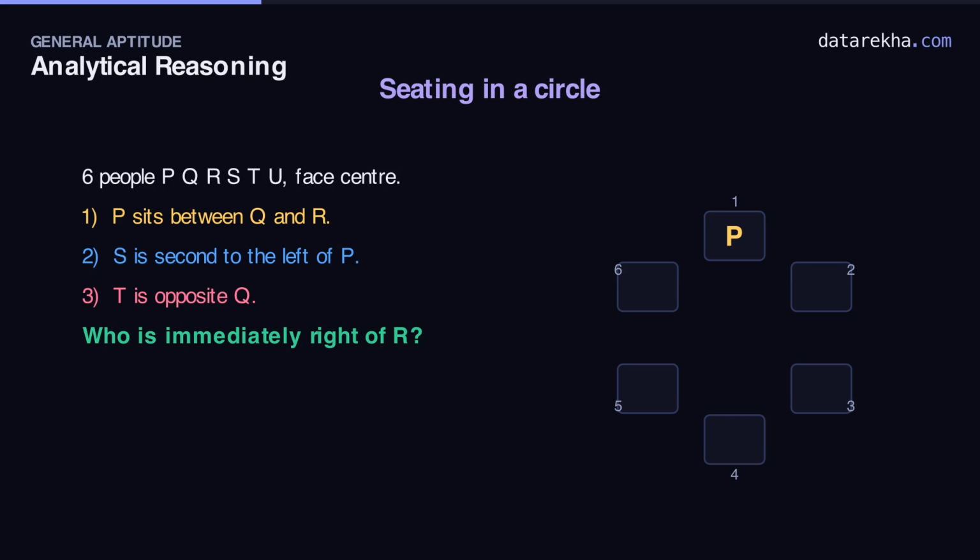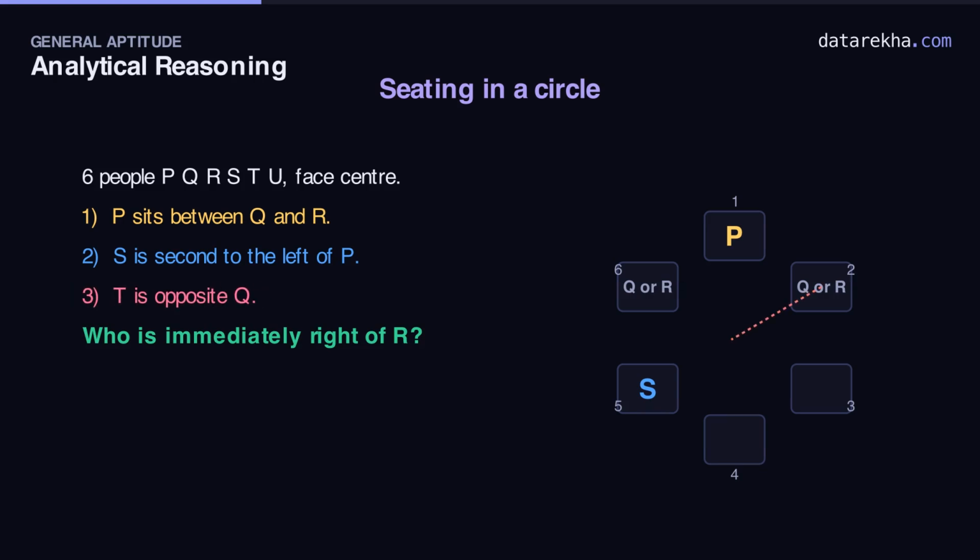Draw 6 seats clockwise, and since a circle rotates freely, pin P at seat 1. P sits between Q and R, so they hug P. Seat 6 on its left, seat 2 on its right. Which is which? 2 possibilities. So hold both open. S is second to the left of P. Left is anti-clockwise. 1 seat left is 6, 2 is 5. So S takes seat 5 in both cases.